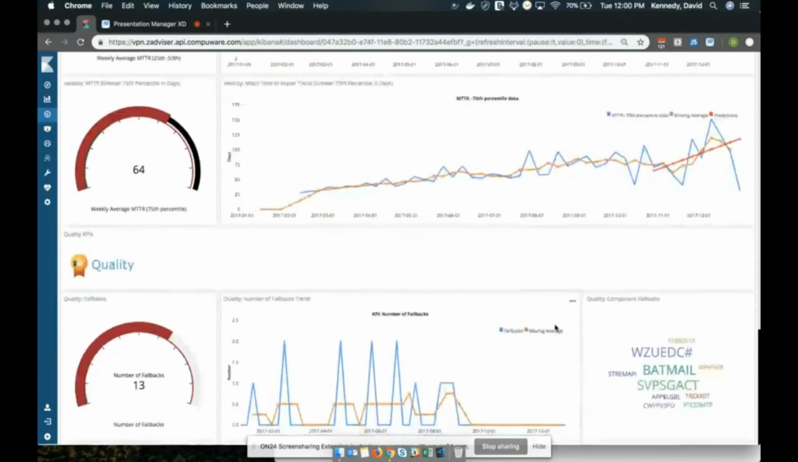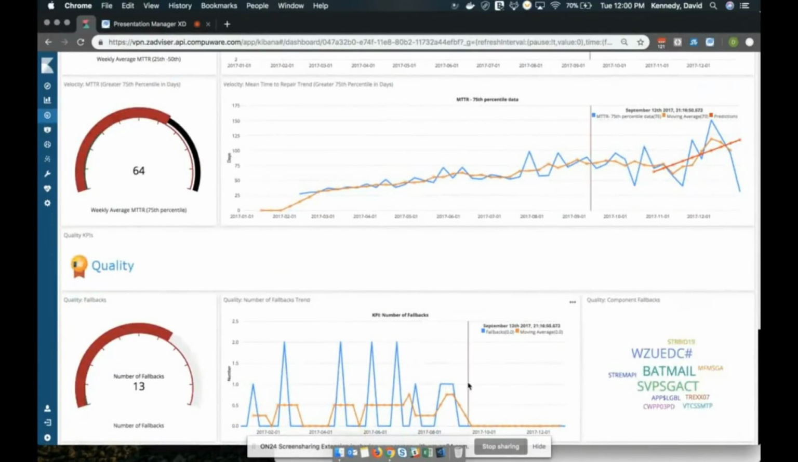The last one, as we move down to the bottom, is the quality KPI and a simple representation of fallback. So this is looking at the flow of an artifact moving through the organization's software development lifecycle. And if it gets to a stage where it does not pass a quality check or a certain test has failed, it falls back to a previous stage and a developer potentially has to do rework. A simple word cloud to the right is representing, based on size within the word cloud, which component has fallen back the most. So it's a very simple representation of these anomalies within the software development lifecycle for a component.